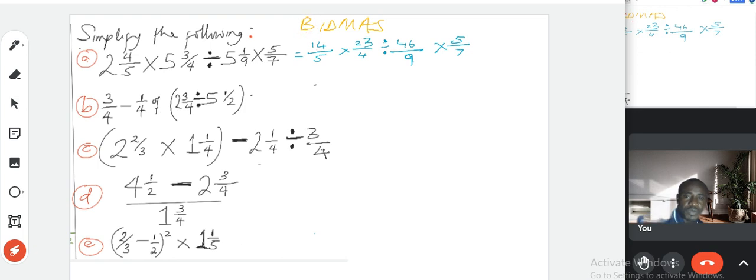Bracket. Okay, we don't have bracket. We don't have par, which is I. The next thing is division, so we work with division. Look for where you have division. In the middle. Where is the division? In the middle. All right, so simplify the division first.